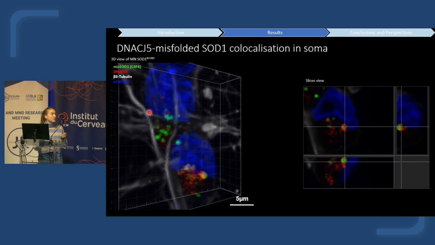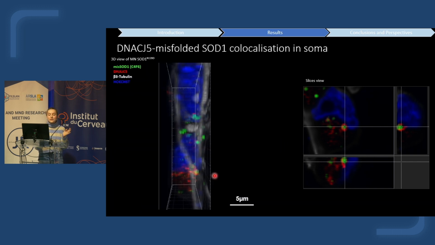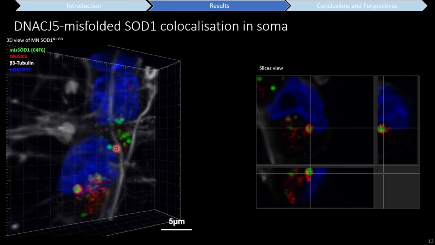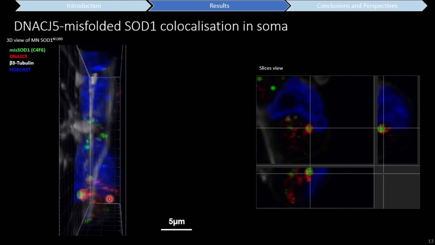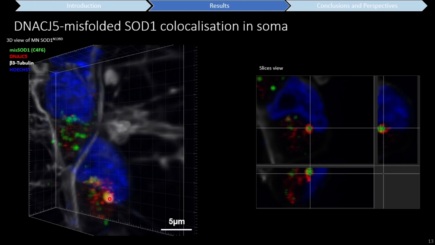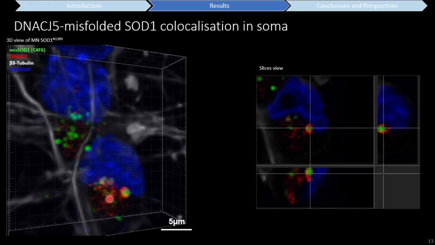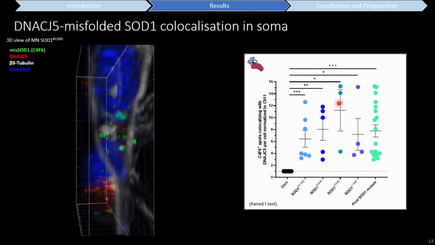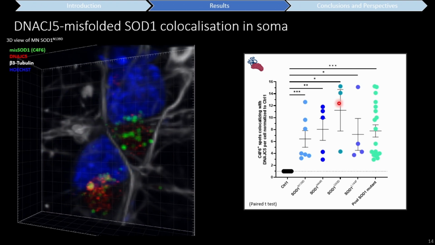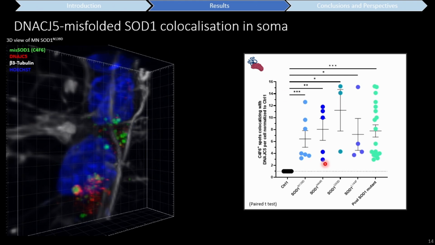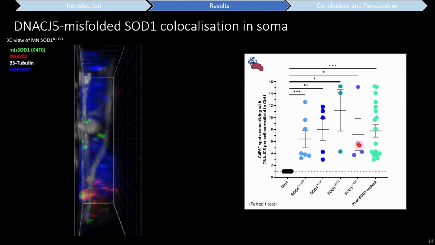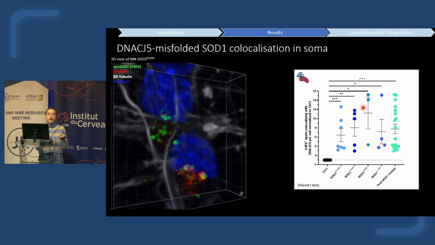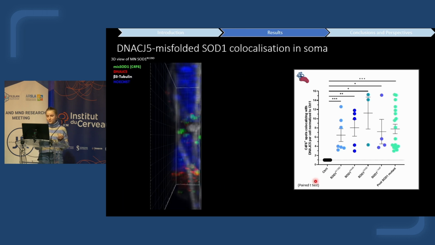And this is what we observed by performing confocal imaging. As you can see, there are some green spots that are misfolded SOD1 accumulation, and they are surrounded by red labeling showing DNAJC5. And so we decided to quantify this colocalization, and as you can see here on this graph, this is the number of colocalizations between misfolded SOD1 and DNAJC5, and you can see that in all of the mutant cell lines, there's a clear and significant increase in the number of those colocalizations per cell compared to the control.